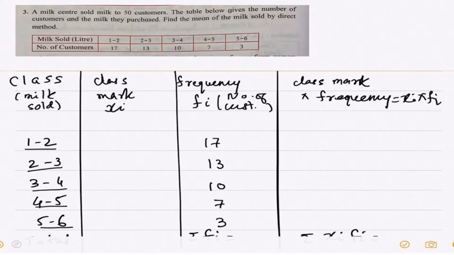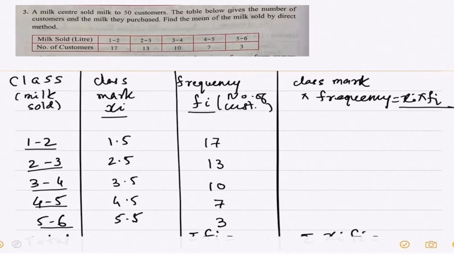Now, as in question number 1, we found xi. In a similar way we find the class mark here: the first value is 1 plus 2 by 2, which is 1.5. Next is 2 plus 3 by 2, 2.5. 3 plus 4 by 2, 3.5. 4 plus 5 by 2, 4.5. Lastly, 5 plus 6 by 2, it is 5.5. The last column is for xi into fi. Here in this column we have xi with the corresponding fi.